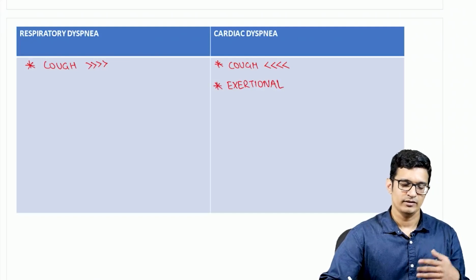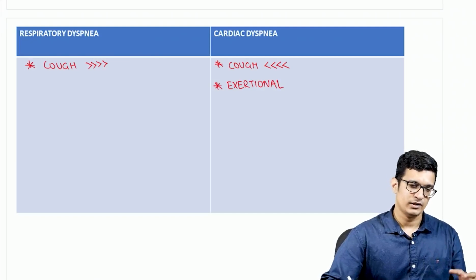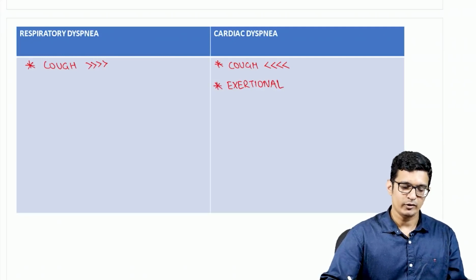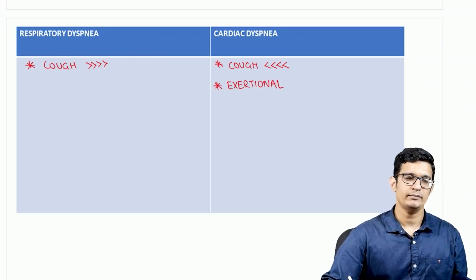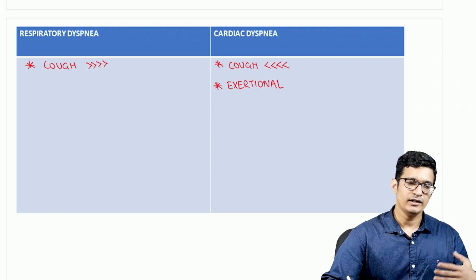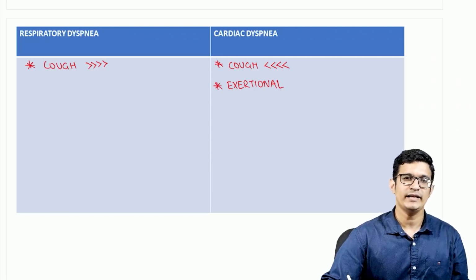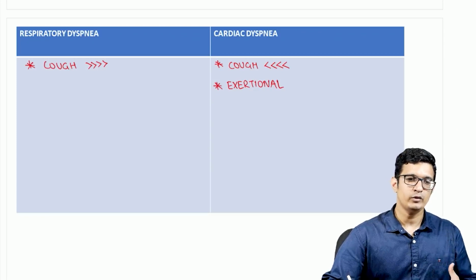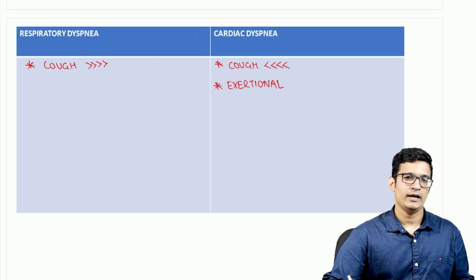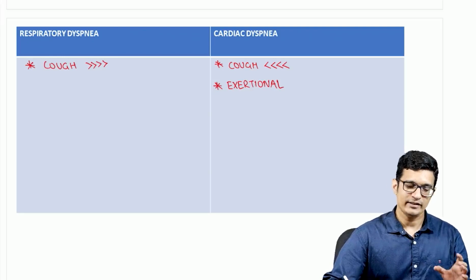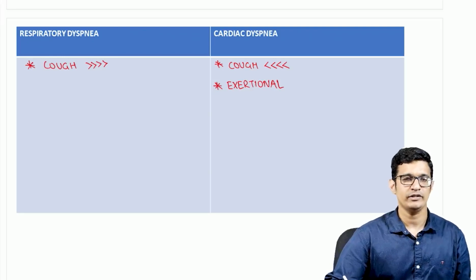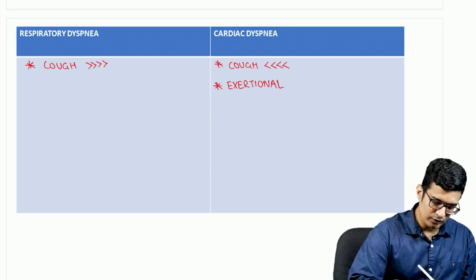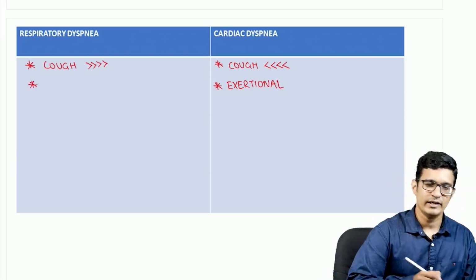But this is very rare, and much before that they will be experiencing breathlessness because of the pulmonary edema. So exertion will increase the amount of fluid that is retained in the lung. That will lead to an increase in the heaviness of the lung, and with exertion the breathlessness of the patient will increase. So exertional breathlessness is a classical feature of cardiac dyspnea. Okay, so this is not a very classical feature of respiratory dyspnea.